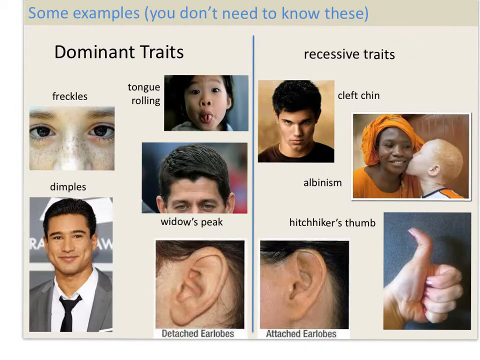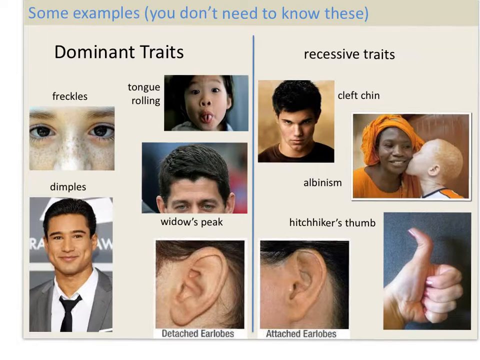Can anybody do tongue rolling? Yeah, okay. You're dominant. You're better than everybody. Anybody else can do it? Okay. You and you, should you mate? No, never mind. He can do it too, so your kids, well, actually, either one, they're going to be able to do it. Okay? So it doesn't matter.